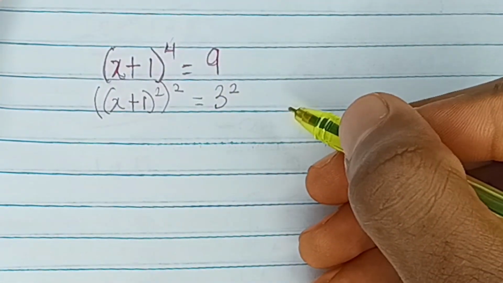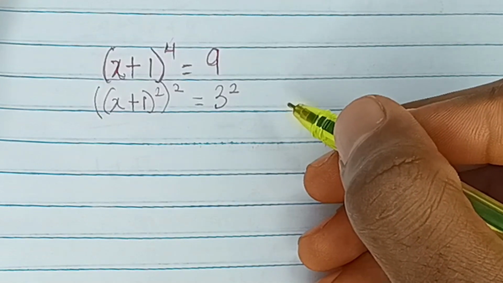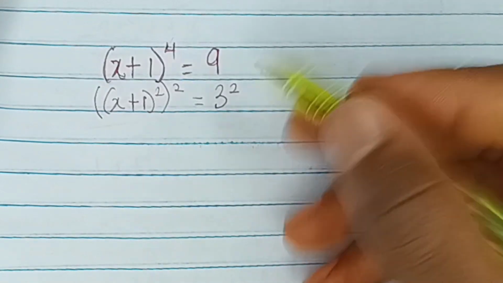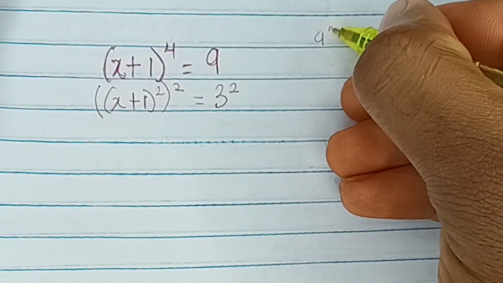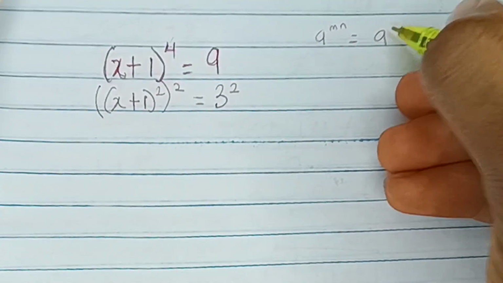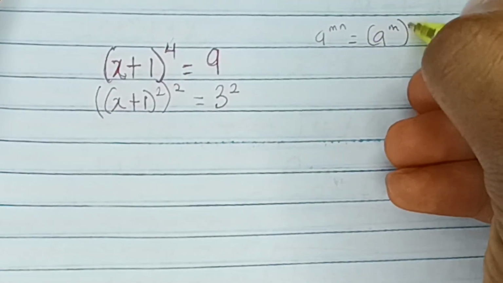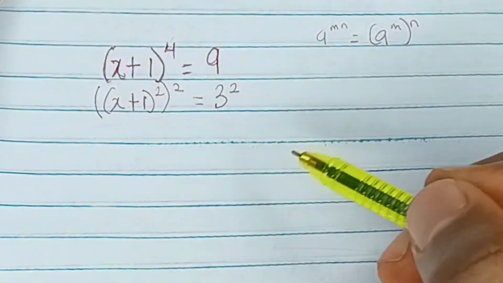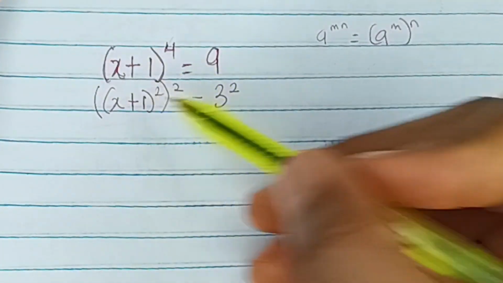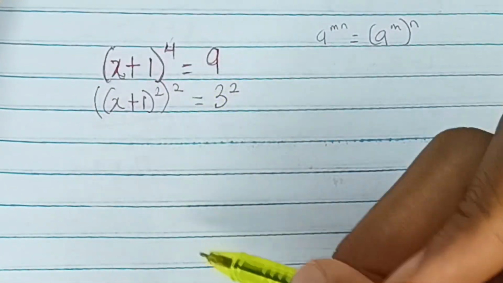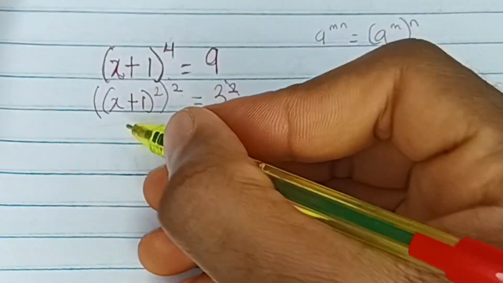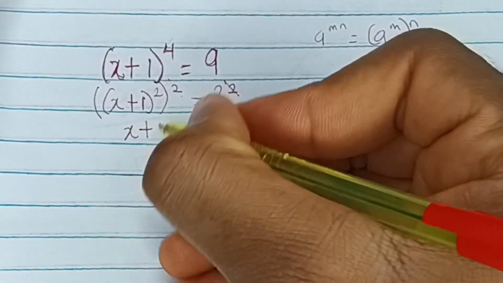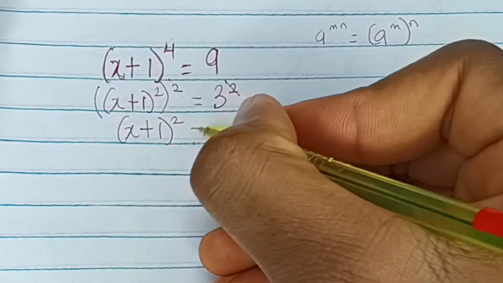Now recall that we have a law. The law is called the product law or the power law, where you have that a raised to the power mn is equal to a raised to the power m, raised to the power n. So just what we've just done here, expressing 4 as 2 and then raising it to the power of 2. From here, we can take this and take this. So we're left with (x + 1) all squared is equal to 3 squared.